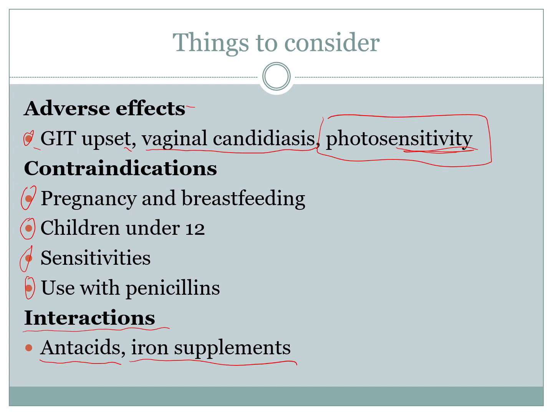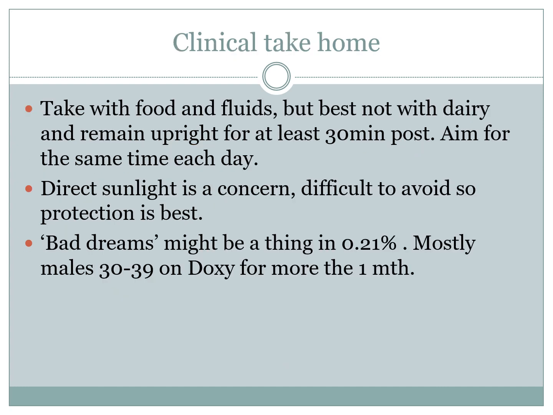Okay, we'll finish with some clinical take-homes. The best way to take doxycycline is the same time every day, regardless if it's a short regime or for malarial prophylaxis. Same time every day with food and fluids, but not with dairy. Dairy seems to have the same effects as your antacids and your iron supplements, and it lessens the effects. So don't have a big glass of milk when taking doxycycline, but do eat something, then take doxycycline, and then follow up with food. It's like halfway through eating is the best time to do it.